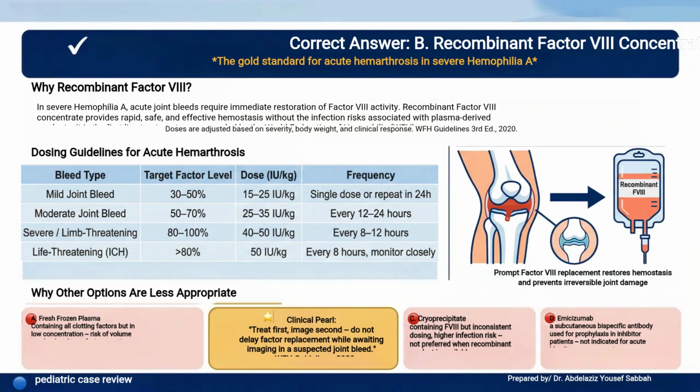Cryoprecipitate contains factor VIII, but has inconsistent dosing and higher infection risk. Emicizumab is a subcutaneous bispecific antibody used for prophylaxis in inhibitor patients, not for acute bleeding management.